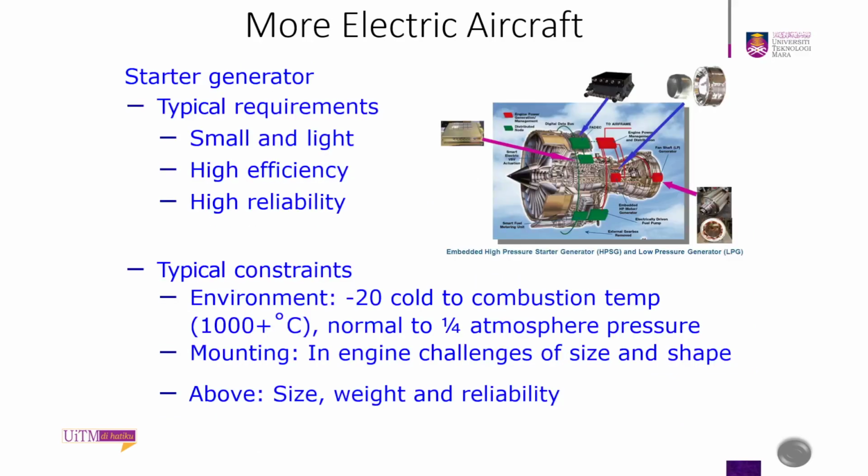Starter generator typical requirements: small and light, high efficiency, high reliability. Again, starter or generator of small electric aircraft: small and light, high efficiency, high reliability. Typical constraints: it should work in an environment from minus 20 degrees cold to combustion temperature, normal to one quarter of atmospheric pressure. And for the mounting in the engine, there are challenges of size and shape, because it has many sizes and shapes, so the mounting is another constraint. And finally, we have size, weight, and reliability. So these are the typical constraints for a more electric aircraft because it flies in the air.